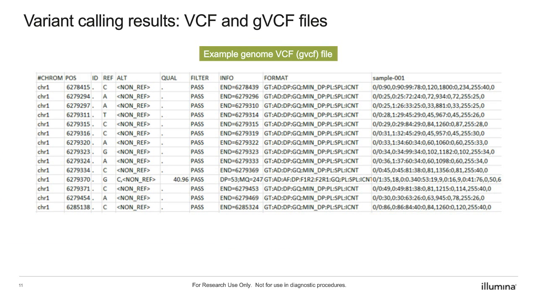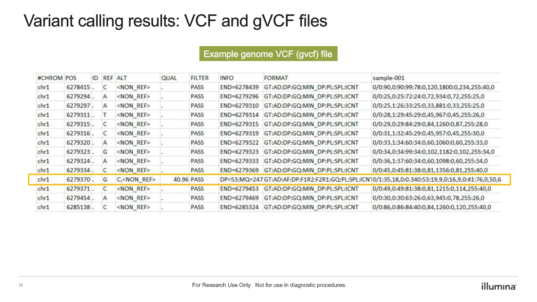Okay, so now we have an example genome VCF or a gVCF file. A gVCF file, again, lists information about variant and non-variant positions in the sample. So it contains more information than a VCF. In this example, there is actually one variant reported at position 6279370. I'm just going to highlight it here for you to see.